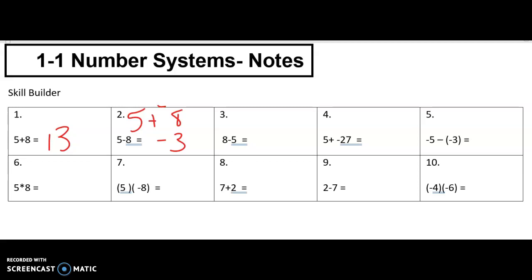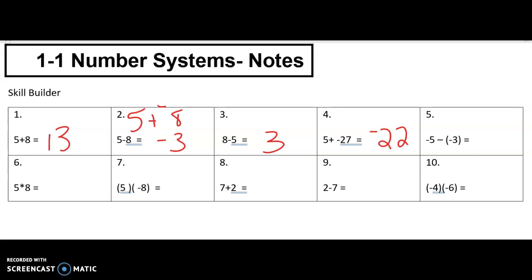Unlike sign, subtract, take sign of bigger looking number. Number 3, 8 minus 5 is 3. Number 4, 5 plus a negative 7, different signs. Subtract, 7 minus 5 is 2. Take sign of bigger looking number. The bigger looking number is 7. And when I say bigger looking number, it's without the sign.